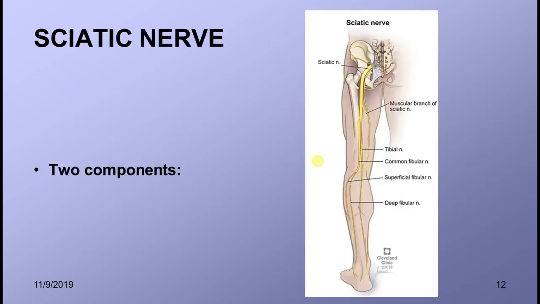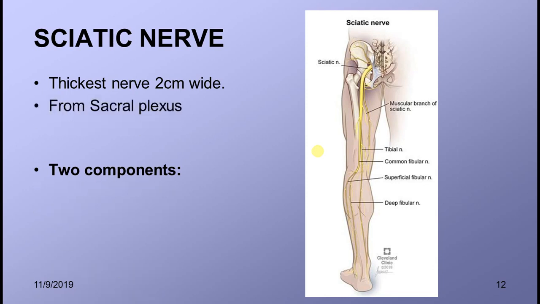So now we are coming to the sciatic nerve. We have completed the muscles, mainly the 4 muscles which have been discussed so far. Thickest nerve in the body, 2 centimeters wide. So the width of the nerve is almost 2 centimeters. Then you can imagine how thick the nerve is.